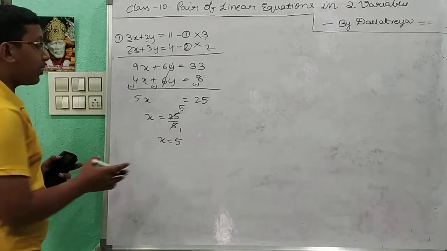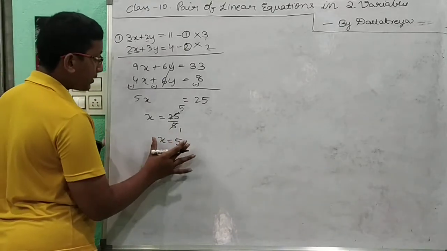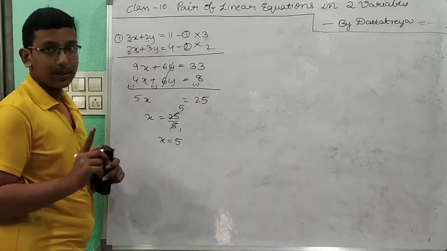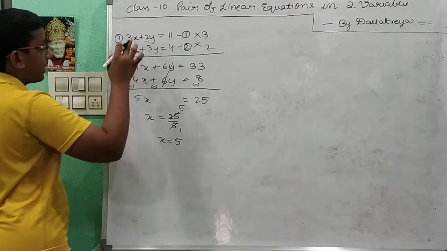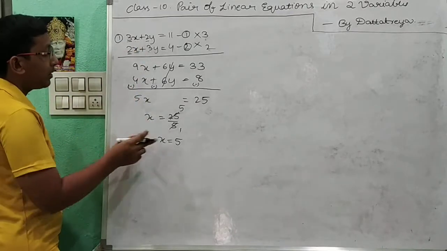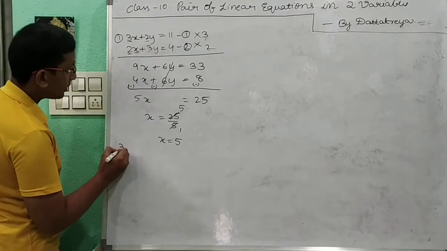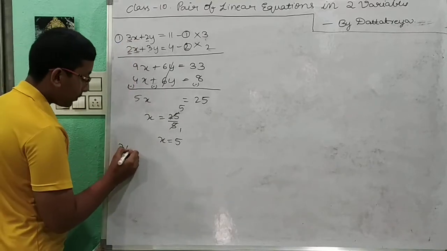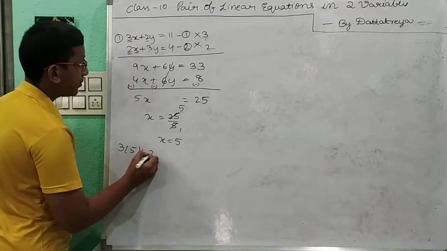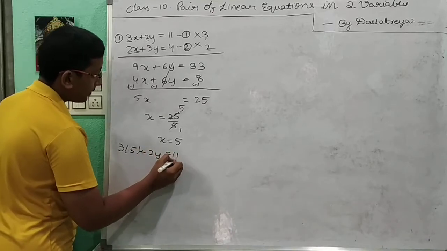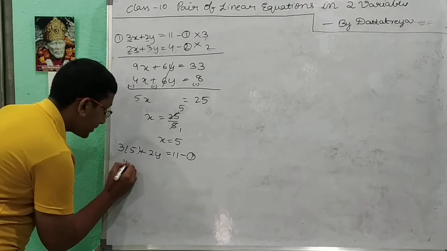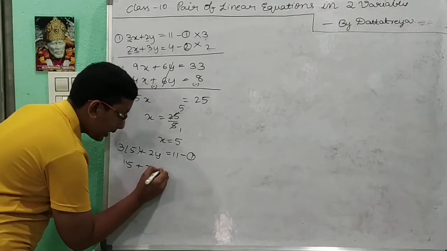Okay. If you got the x value, you should substitute this x value in these two equations. Any one equation is enough. So I am going to substitute in the second equation in the place of x. So 3 into, where is the value of x? Here. So 3 into 5 I am going to substitute there, plus 2y equal to 11 is our first equation. Now 3 5s are 15 plus 2y equal to 11.